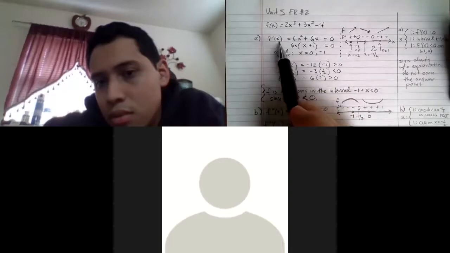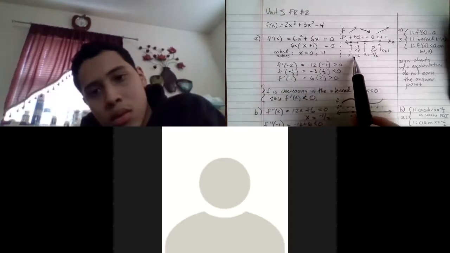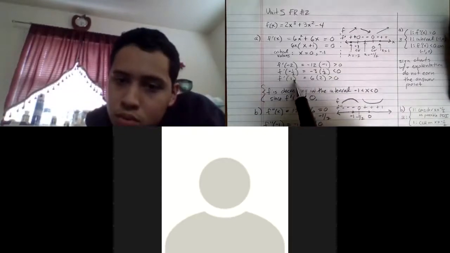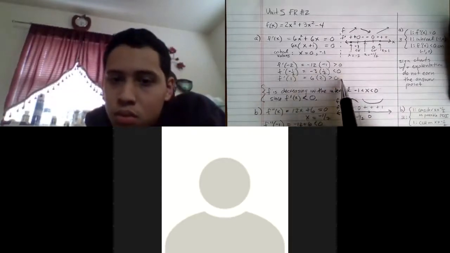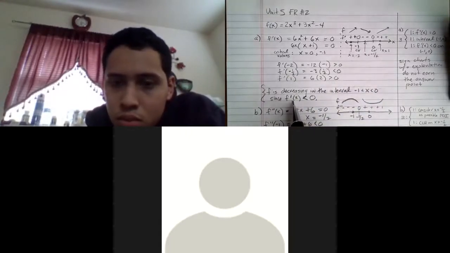So we set the derivative equals 0, find the critical points. Then I'm choosing test values in each of those intervals. I'm plugging those test values into f prime and checking for the sign. And then we get decreasing when f prime is less than 0, and that only happens on the interval from -1 to 0.